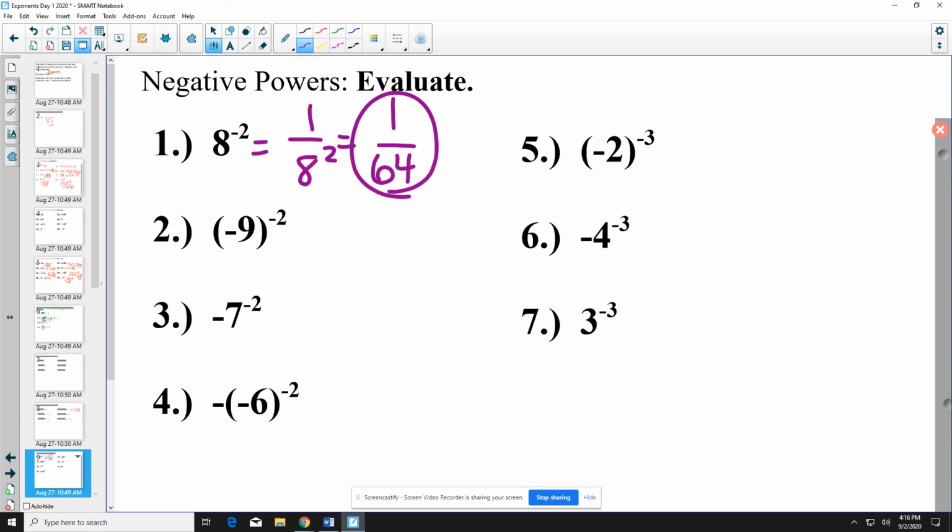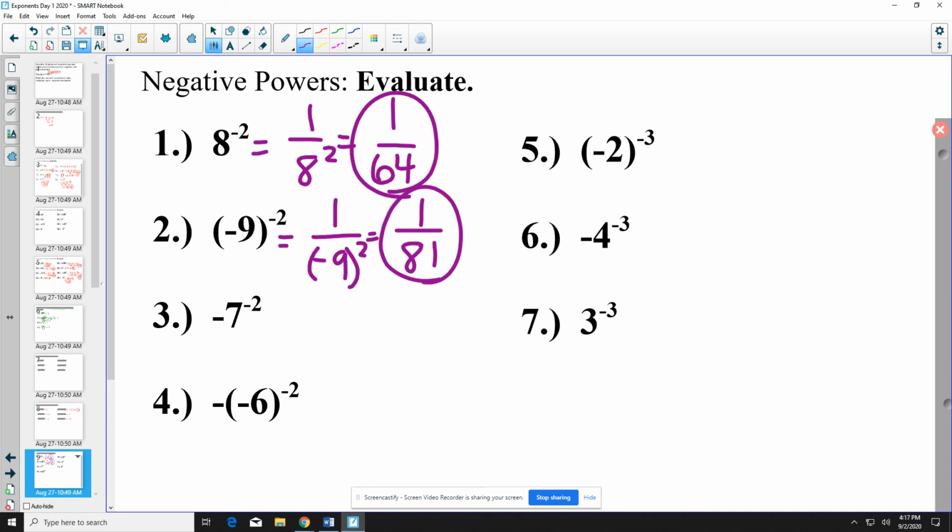Okay, write down number 2 in your notes, negative 9 in parentheses to the negative 2. My exponent's negative, my answer is a fraction. So this is the same as 1 over negative 9 in parentheses to the second, which means 1 over, and if the negative 9 is in parentheses, it means a negative 9 times negative 9. A negative times a negative is a positive 81. 1 over 81.